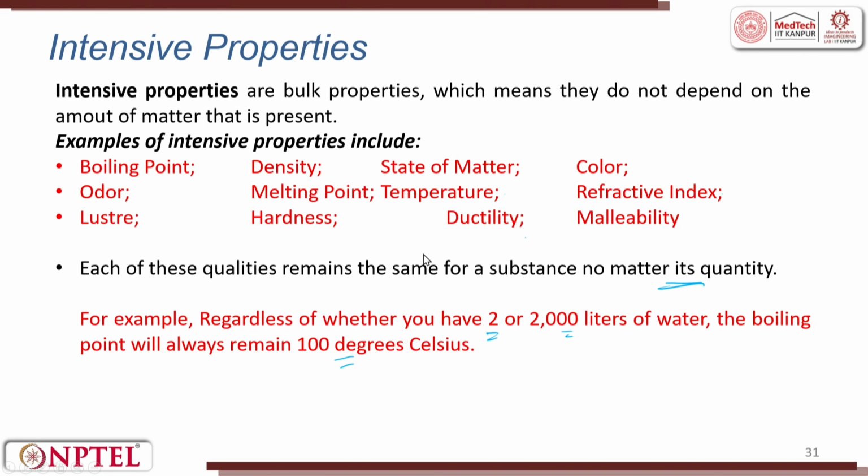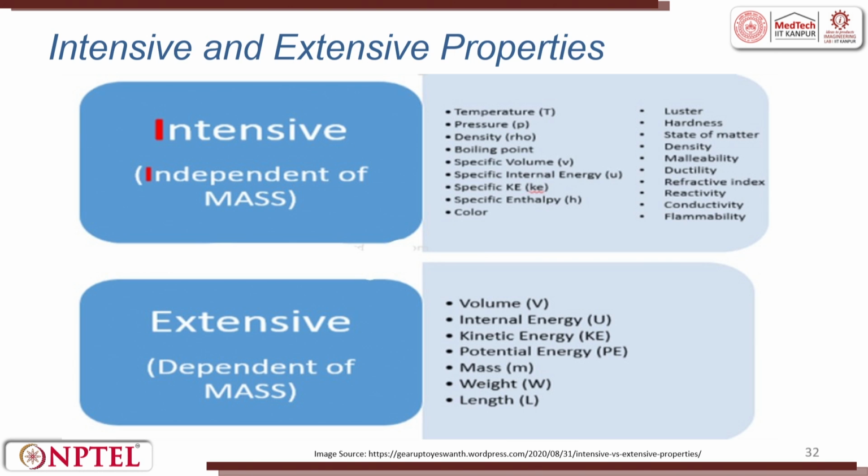So, this is intensive and extensive properties. So, the overall properties, what are they? The most important ones are T, P, rho. T is temperature, P is pressure, rho is density, boiling point, specific volume, specific internal energy will always be represented by u. Then you have specific kinetic energy ke, enthalpy as a small h, and color.